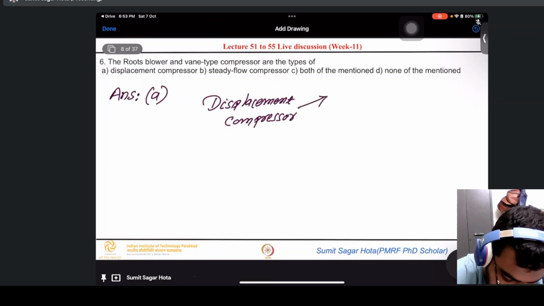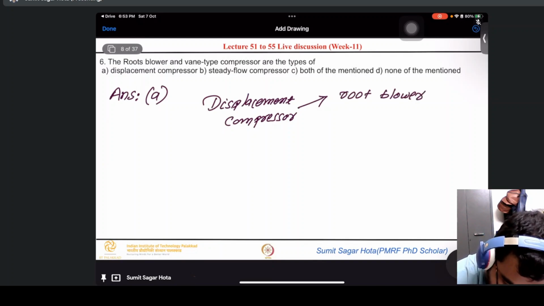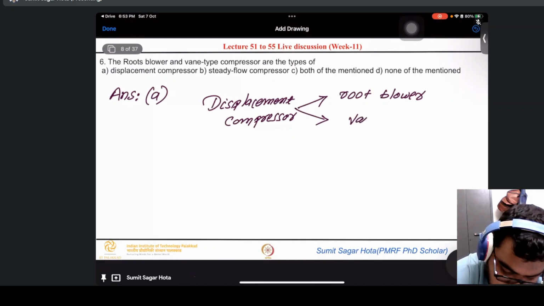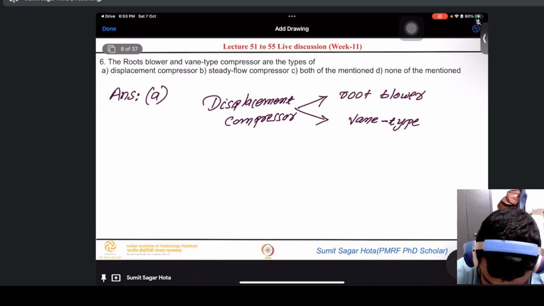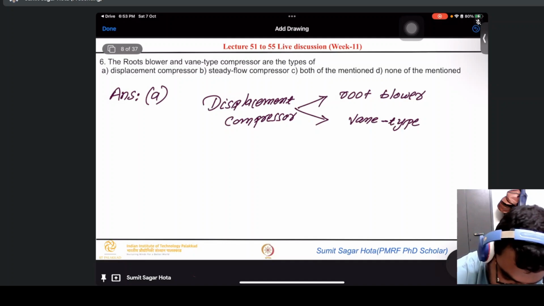Displacement compressor types include the root blower. By the way, this root blower is also a trapping kind of blower mechanism, which is also a displacement compressor.